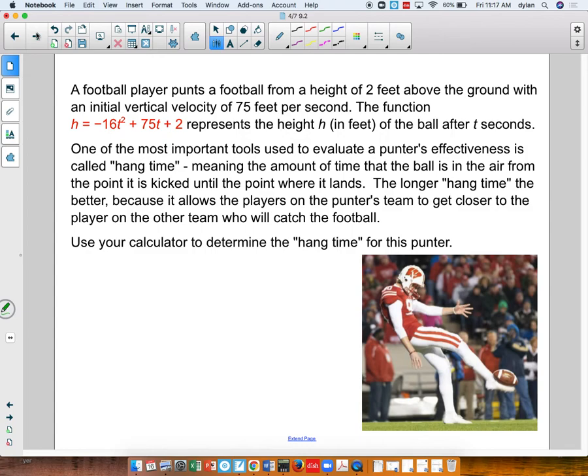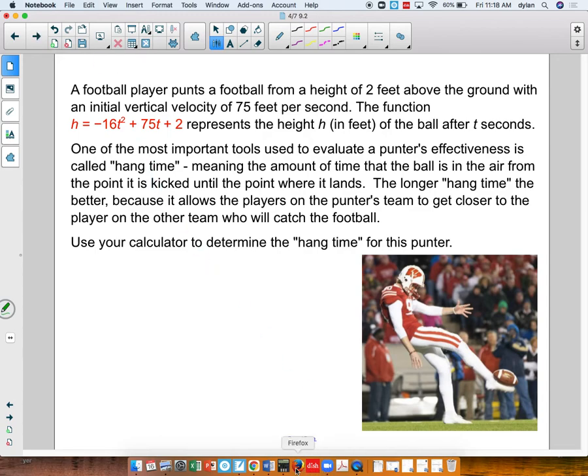So in football, they care a lot about something called hang time, which is the amount of time that the ball is in the air from the time it's kicked until the time it lands. Because the longer the hang time, the better, because it allows the players on the punter's team to try to get really close to the player on the other team who's going to catch the football. So they want the ball to hang in the air a really long time. So our goal is to use our calculator to determine the hang time for this punter.